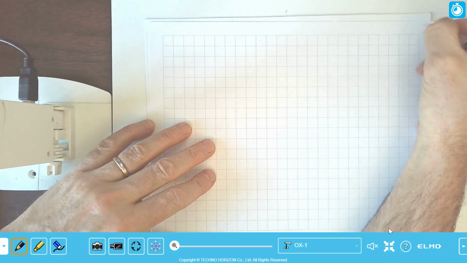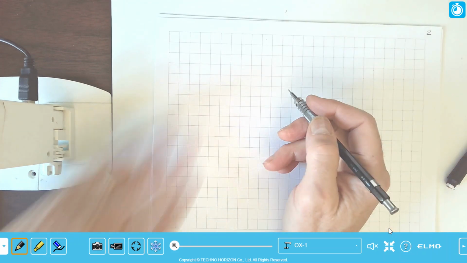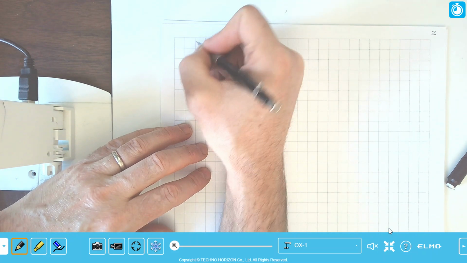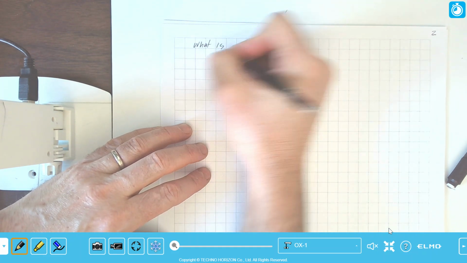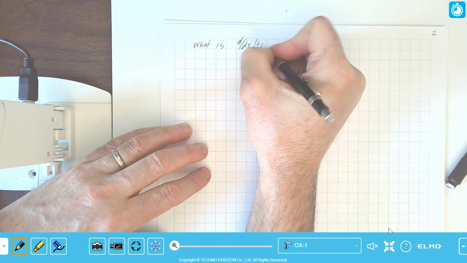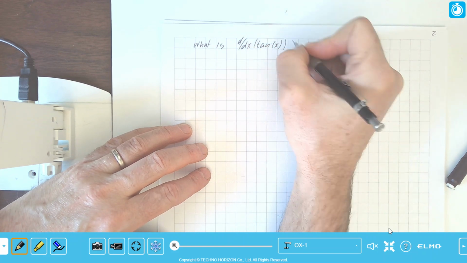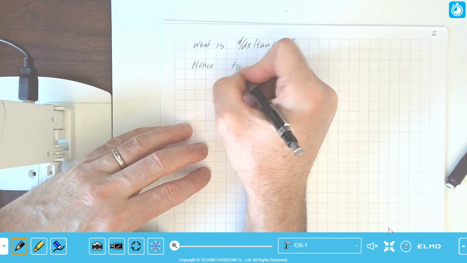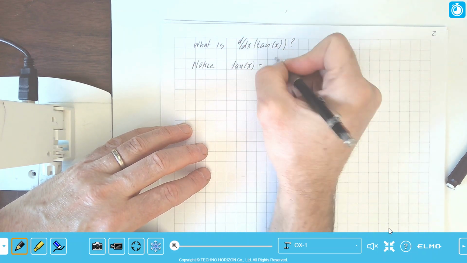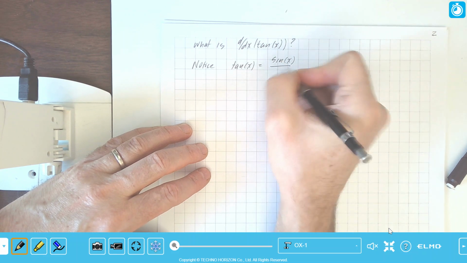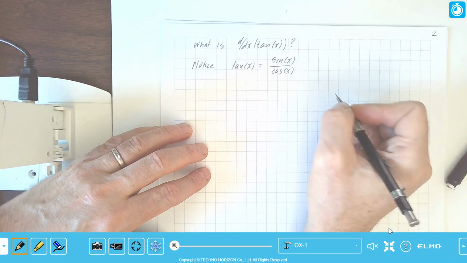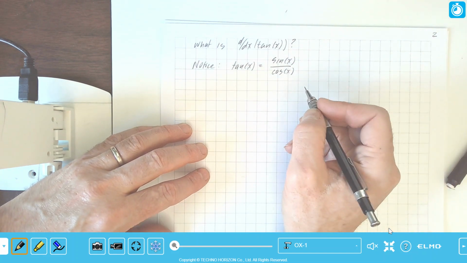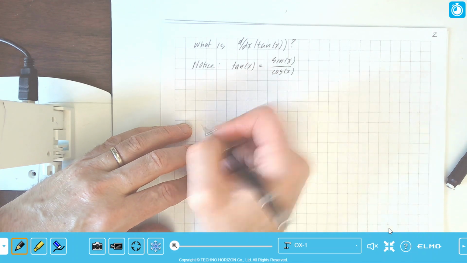All right, that's page 2 here. So we want to find, what is the derivative with respect to x of tangent of x? Well, again, notice that we can write the tangent of x as the sine of x over the cosine of x. You know that from pre-calculus, that tangent is just the ratio of the sine to the cosine. So we can take advantage of that fact.